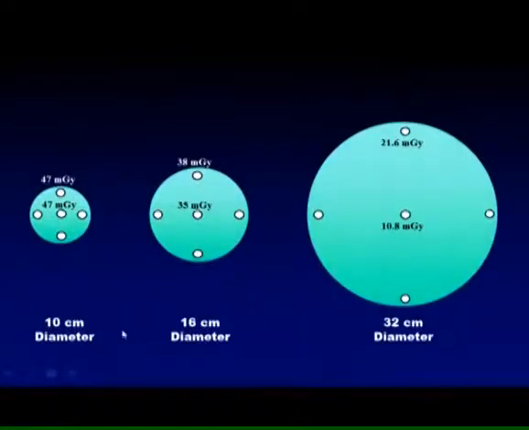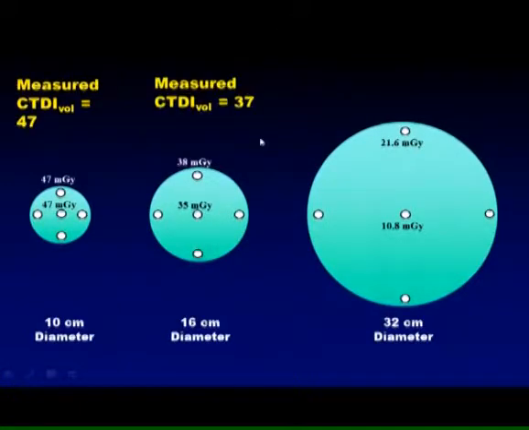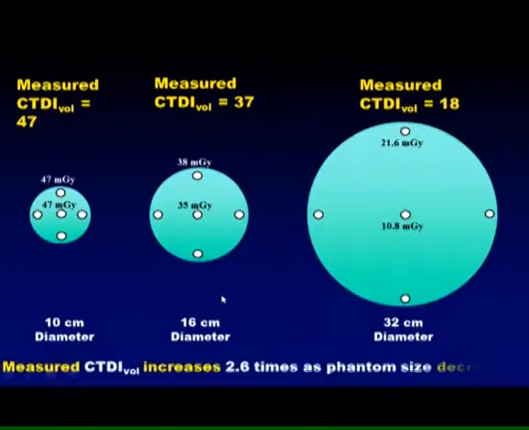I made the measurements. These are the results I got. I can calculate the CTDI vol. I get 47 milligray for the smallest patient. I get 18 milligray for the largest patient. And you note that for the largest patient, the dose is 2.6 times smaller, 18, than it is for the smallest patient.